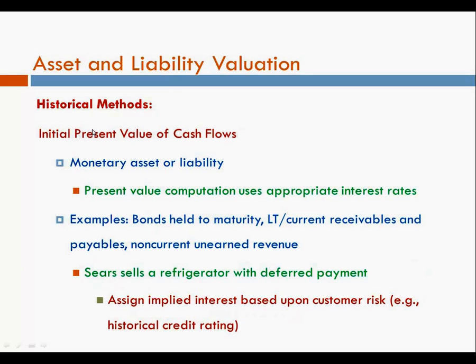The third historical measure is the initial present value of expected future cash flows. An example of that would be a bond that would be held to maturity. The value of that bond is the initial present value of the expected future cash flows if you hold that bond to its maturity.